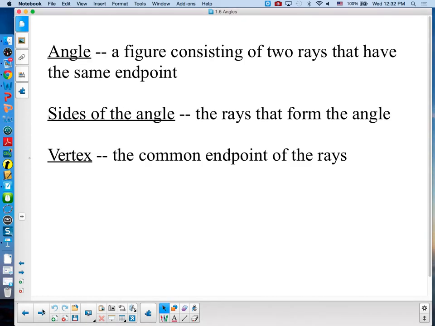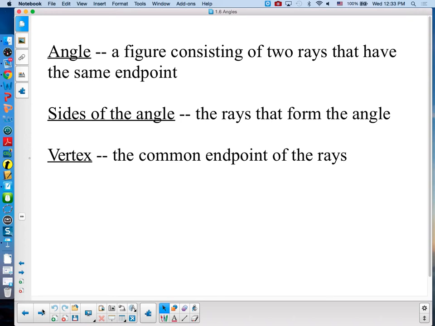All right, the first notes, what is an angle? An angle is a figure, and it just consists of 2 rays. They have the same end point. Which part of a ray is its end point? Visualize what this would look like. 2 rays that have the same end point. The sides of the angle are the rays that form the angle. And the vertex is what we will call the common endpoint, where those rays are hooked together.